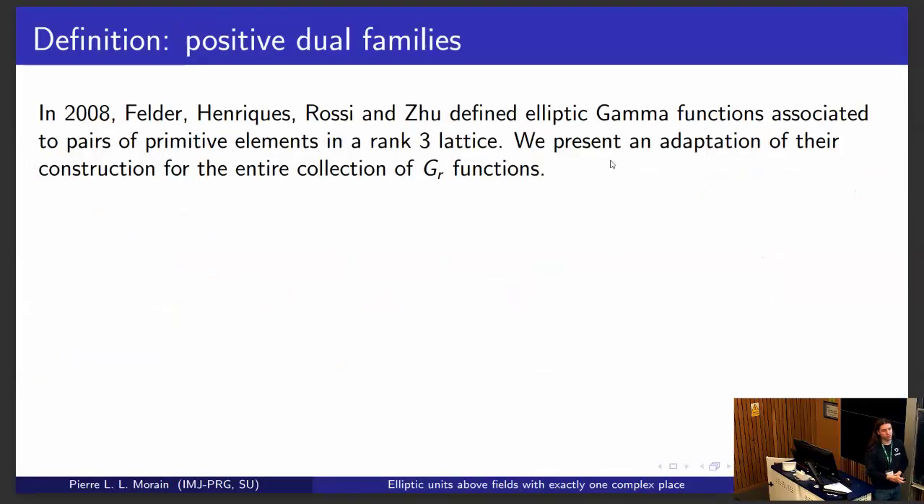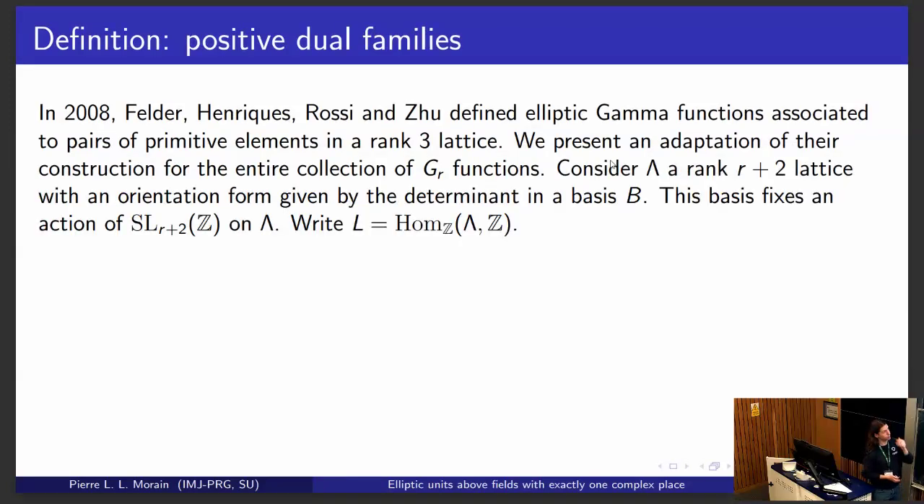So I'm going to present to you the GR functions. So yesterday we had two linear forms on a lattice, and today in a rank-free lattice, and then here we're going to have rank R plus 2 lattices, and then we're going to have to take R plus 1 linear forms. So I'm just repeating that we are going to take a lattice and we're going to fix a basis and then orientation and so on.